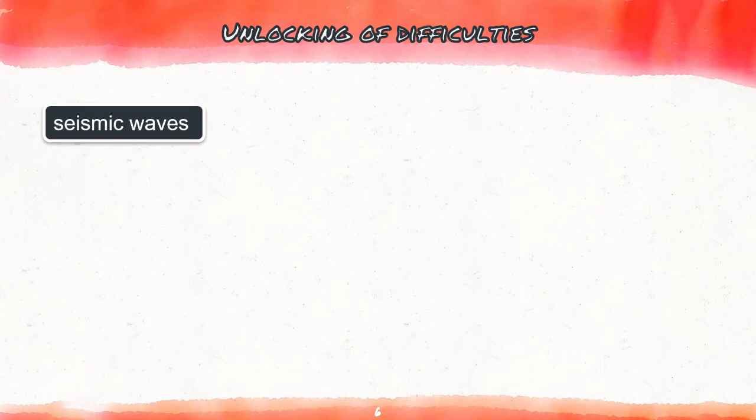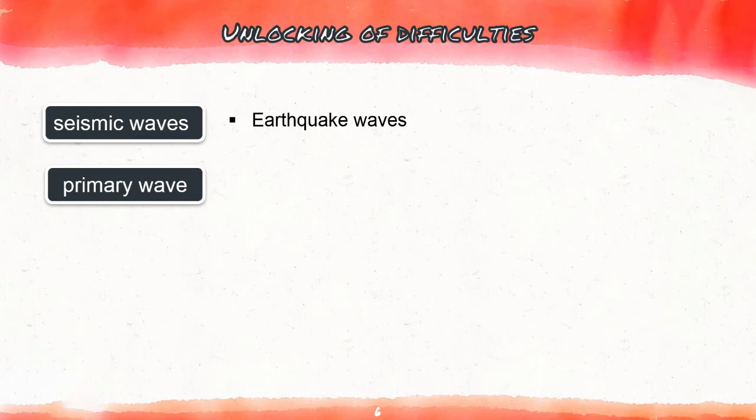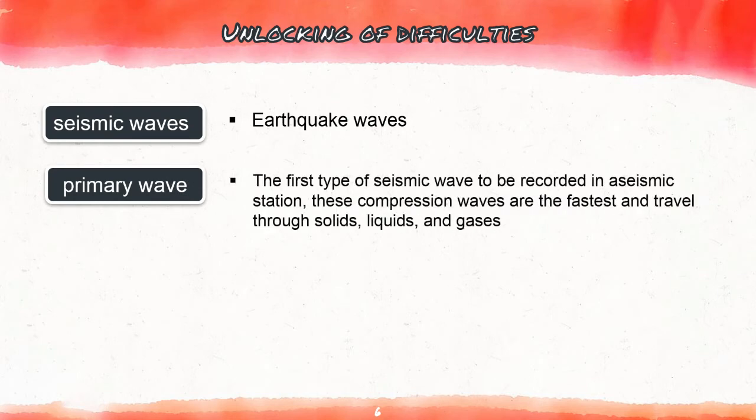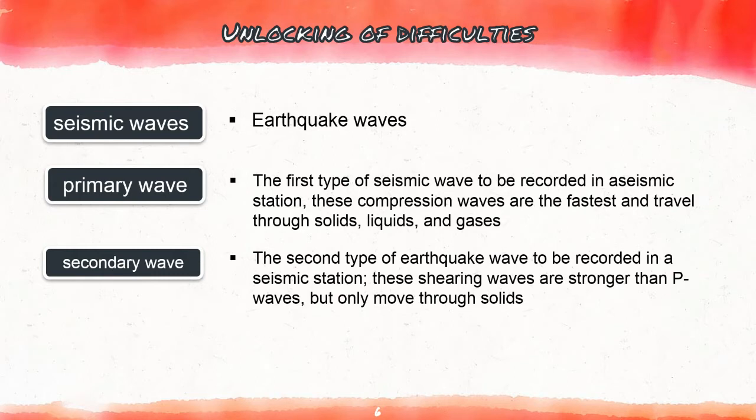Seismic waves. Earthquake waves. Primary wave. The first type of seismic wave to be recorded in a seismic station. These compression waves are the fastest and travel through solids, liquids, and gases. Secondary wave. The second type of earthquake wave to be recorded in a seismic station. These shearing waves are stronger than the P wave, but only move through solids.